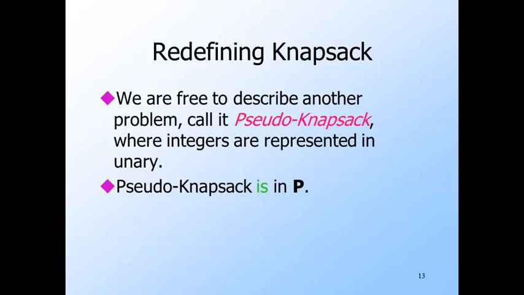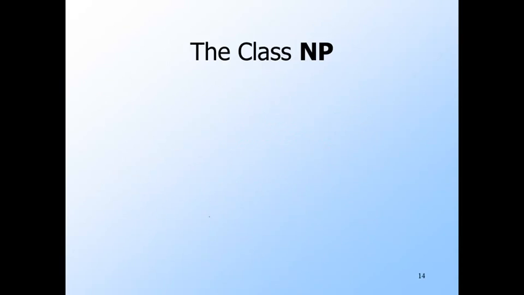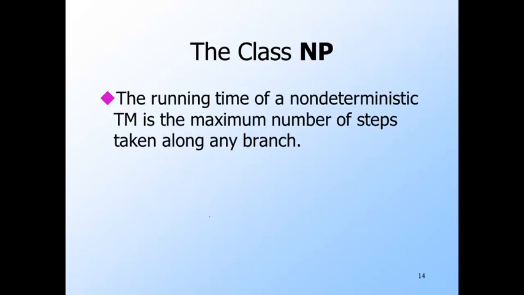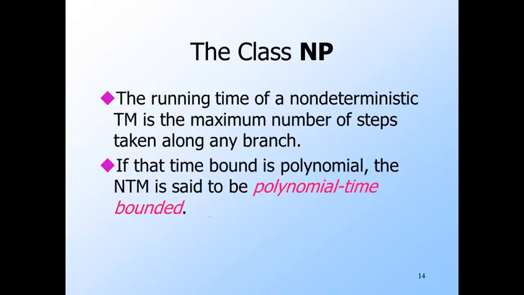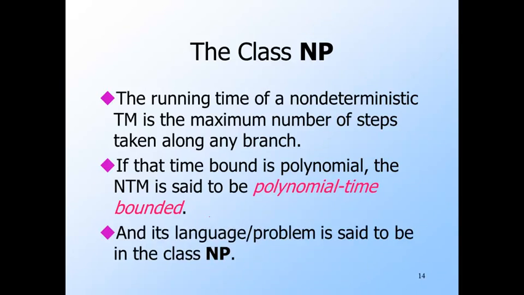The second important class of languages for our story is NP, the non-deterministic polynomial class. NP is defined in terms of non-deterministic Turing machines. The running time of a non-deterministic Turing machine is the maximum number of moves it takes along any branch. That is, by making any sequence of choices. If there is a polynomial bound on that time, then the non-deterministic machine is said to be polynomial time bounded. And the language or problem it accepts is said to be in the class NP.